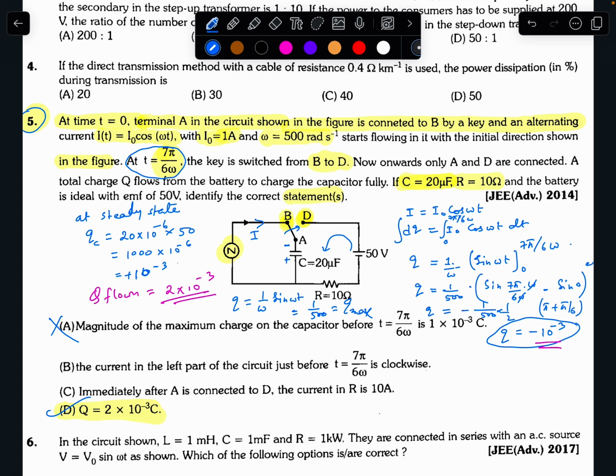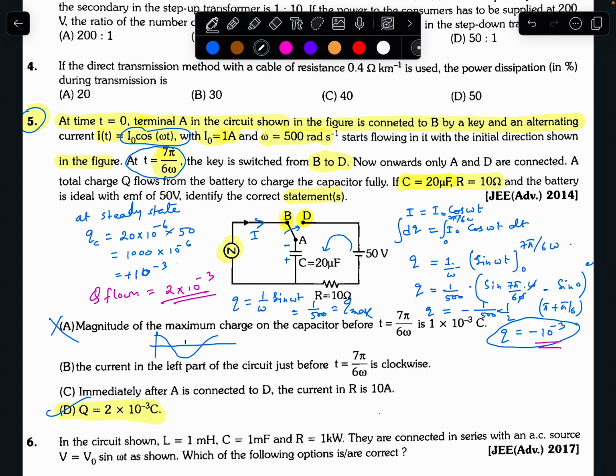Okay. The current in the left part of the circuit just before t equal to 7 pi by 6 omega is clockwise. What is the current? Initially it was clockwise, and the graph of current is I naught cos omega t. So the graph will start from here and go like this, correct?